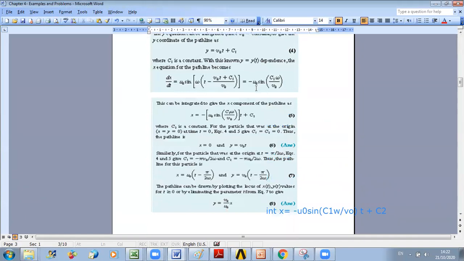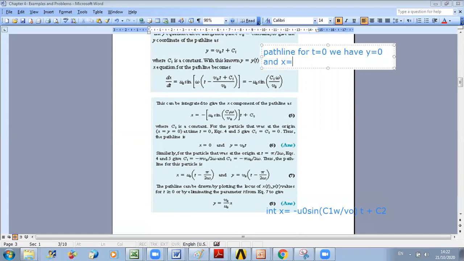So if you say that for t equals 0, y equals 0, what will c1 be if you replace into this equation? You know the condition. You want the path line that for t equals 0, we have y equals 0 and x equals 0. So from the first equation, y equals v0t plus c1, you can deduce that c1 is 0, because if you replace t by 0 and y by 0, you get c1 equals 0.